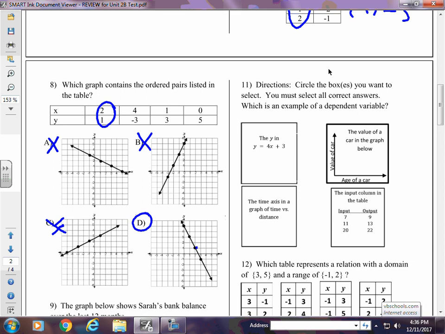Right 2 and up 1, there's the dot. Then you want 4, -3, 4 to the right, down 3, that's on the line. You want 1, 3, right 1, up 3, so that's on the line.